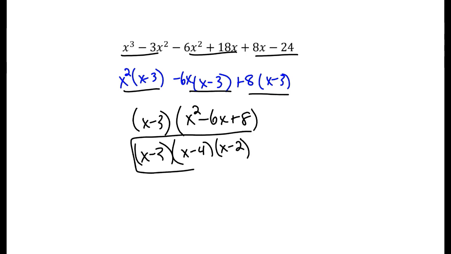So factored completely, that expression is equivalent to x minus 3. It's the same as x minus 3 times x minus 4 times x minus 2. So if there's ever 6 terms, it could be 8, could be 9. If there's ever more than 4 terms, don't start smushing them together. See if you can group to factor it.